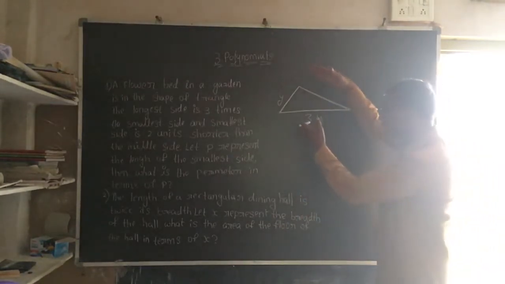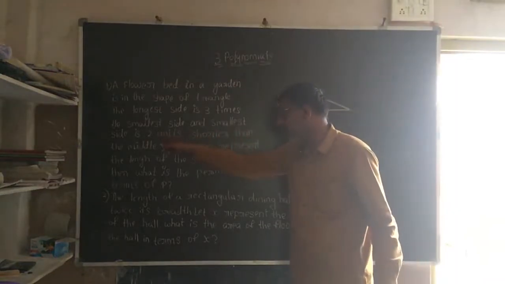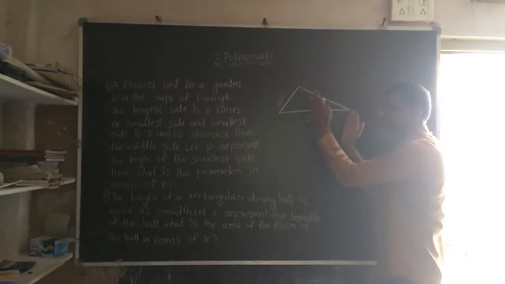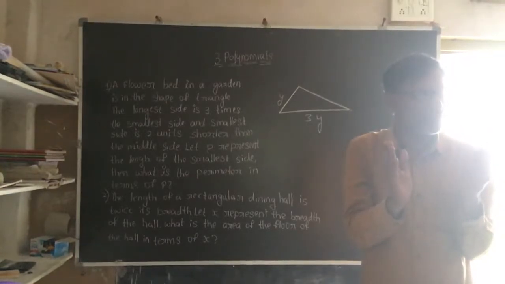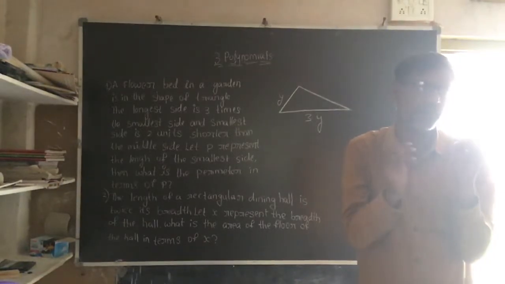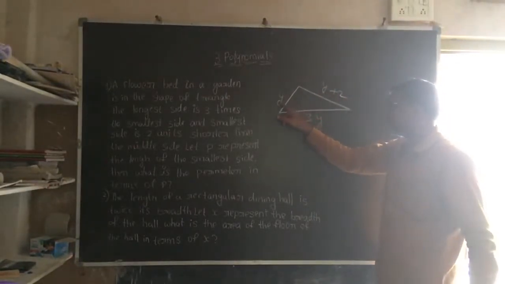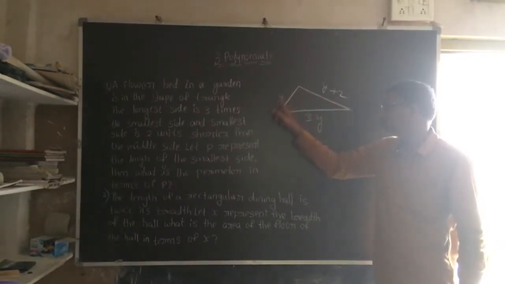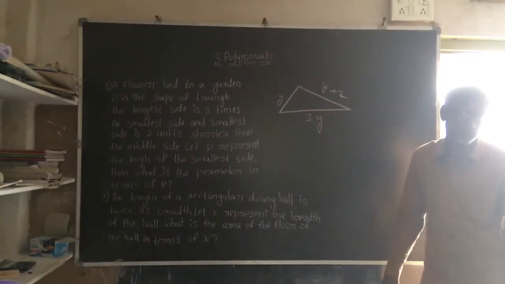The longest side is 3 times the smallest side, and the smallest side is 2 meters shorter than the intermediate side. Intermediate side means the middle one, right? Every triangle has 3 sides. One is bigger, another is the smallest, and the next one is in between, right? Can I write this as y plus 2? Because it is 2 meters shorter than the intermediate side, right? 2 meters shorter means 2 meters greater than the smallest side. Am I clear?